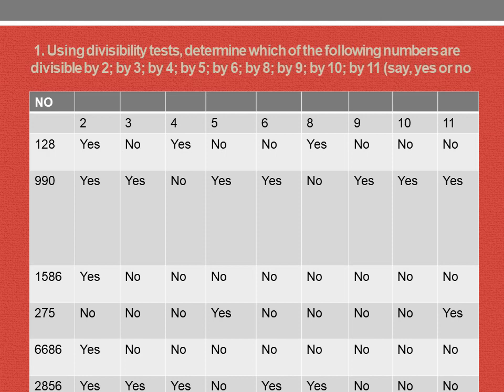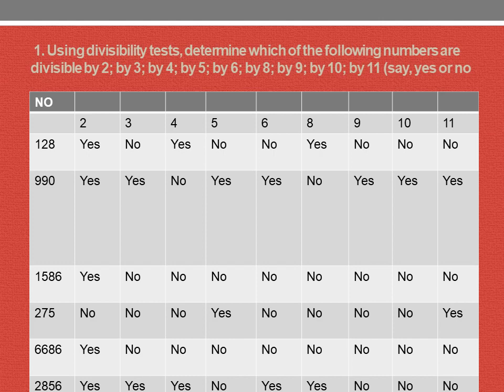So add the digits at the ones place, tens place and hundreds place: 2 plus 5 will give you 7. 7 minus 7 is equal to 0. Yes, when it is 0, then it is divisible by 11. The same way you can check the remaining ones also. Hope it is clear to you.